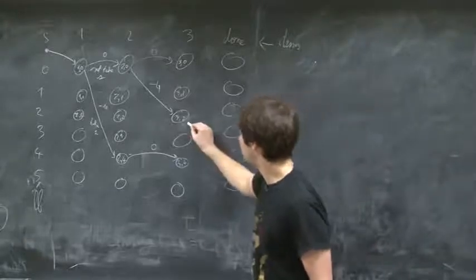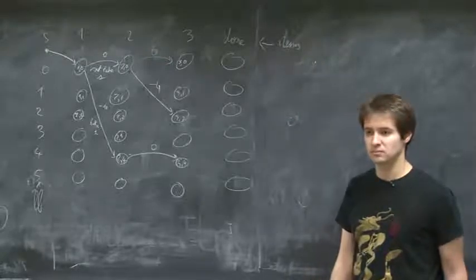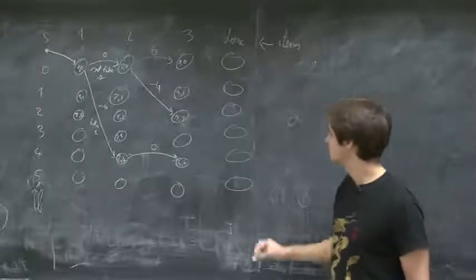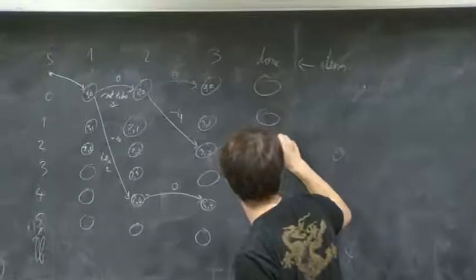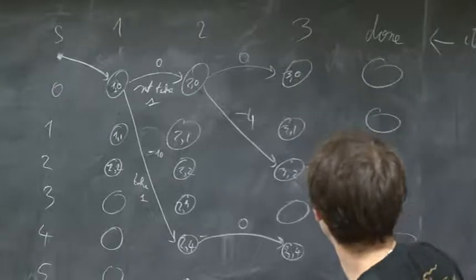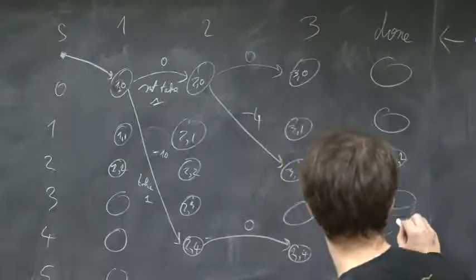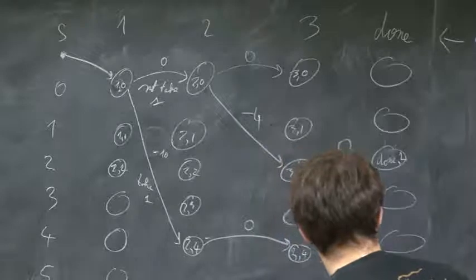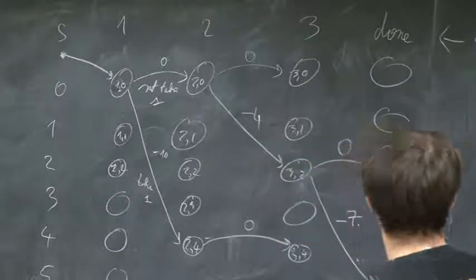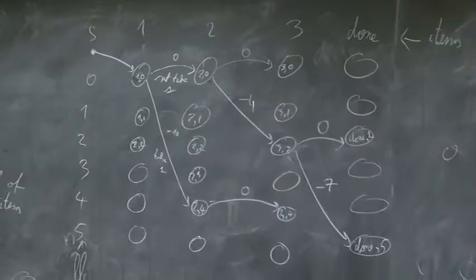So by the way, if I'm at 3, 2, what are the outgoing edges from 3, 2? It's just all horizontal, right? I can be done with 2 pounds, and that means I get 0, or I can take item 3, and then where do I land? With weight -7. Okay, does this make sense now? Somewhat?